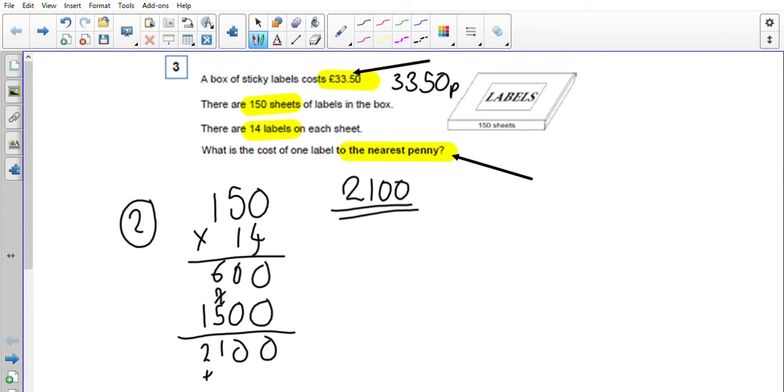Okay, then if I need to work out the cost of one label to the nearest penny, I need to take the total cost, and I need to then divide that through. Okay, so what I can do is take my total cost, which is 3,350, and I'm then going to be dividing that by 2,100. Okay, that looks like a horrible calculation and not a very nice way to go with that.